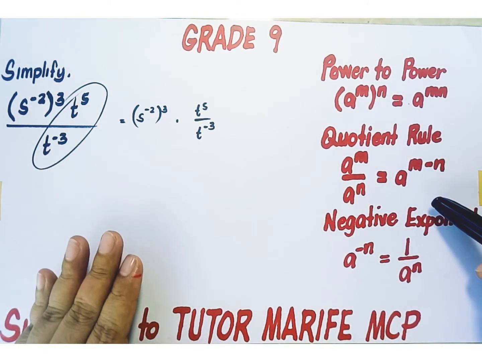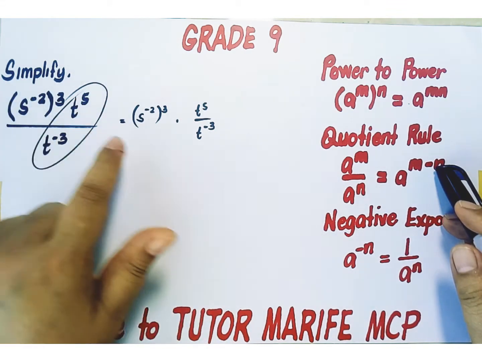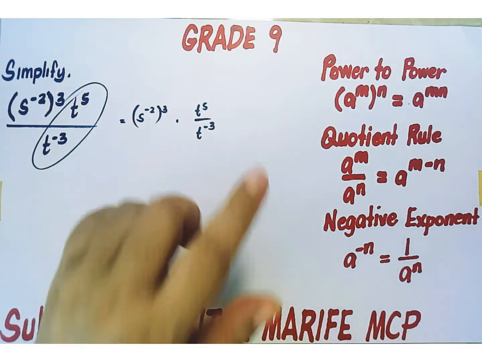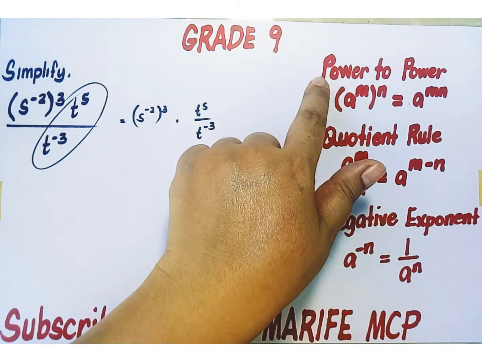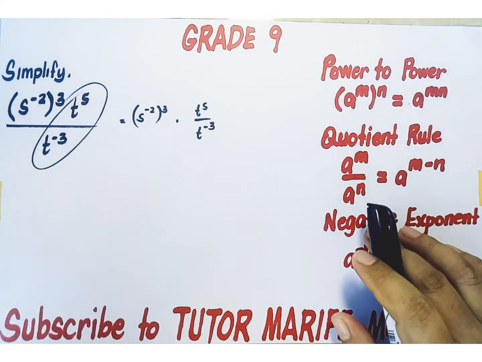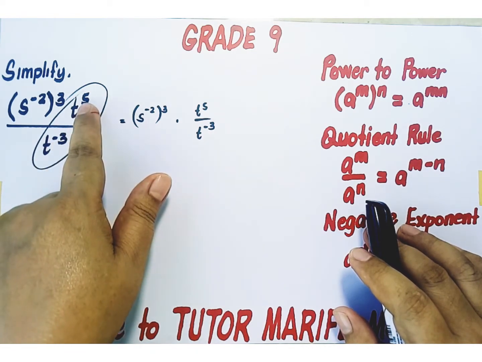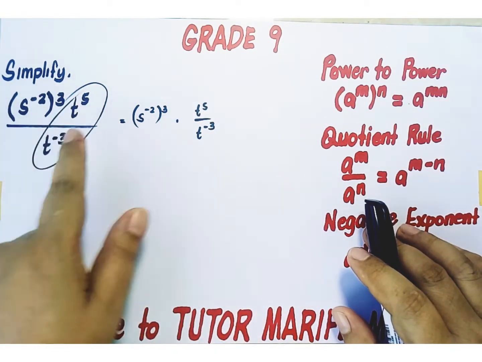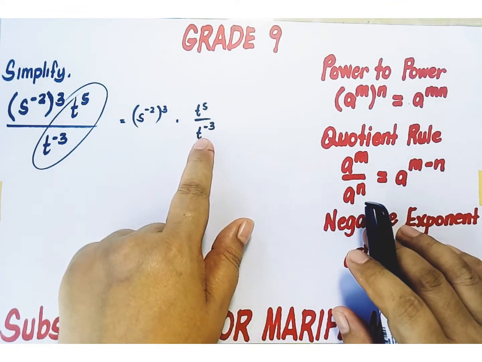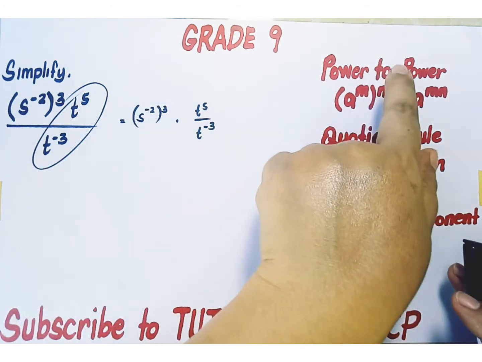Let's simplify the fourth given expression. We have s raised to negative 2 raised to 3 times t raised to 5 all over t raised to negative 3. How do we simplify this expression? We are going to apply 3 exponent rules, namely power to power rule, quotient rule, and negative exponent rule. For our first step, let's rewrite the given expression by writing the exponential terms with the same base together. This is equal to s raised to negative 2 raised to 3 times t raised to 5 divided by t raised to negative 3.